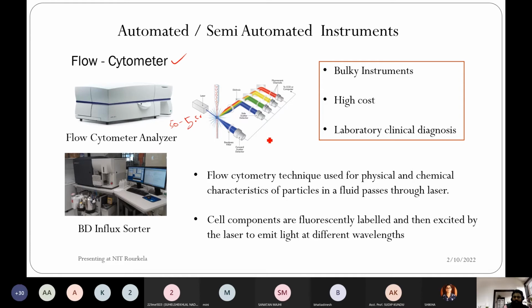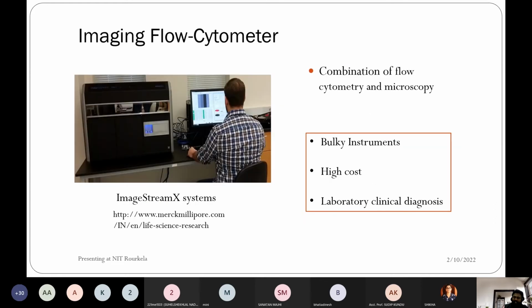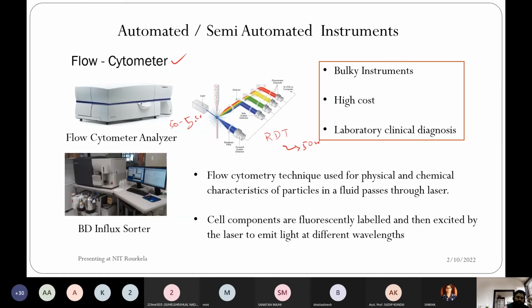An RDT, rapid diagnostic test, costs around 50 rupees, whereas for a flow cytometer test you have to pay around 500 or 5,000 rupees. There is a huge difference, so that is the reason it is not used. Highly skilled persons are also required for adding the reagent quantities and for sample preparation. Another advancement happened here: whatever you get is a change in the level of intensity.